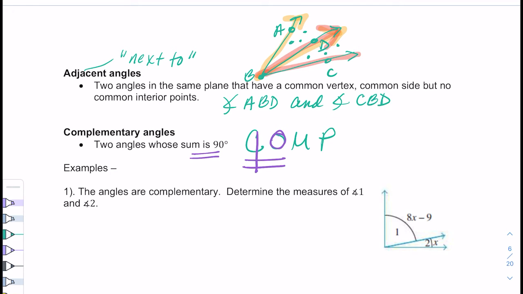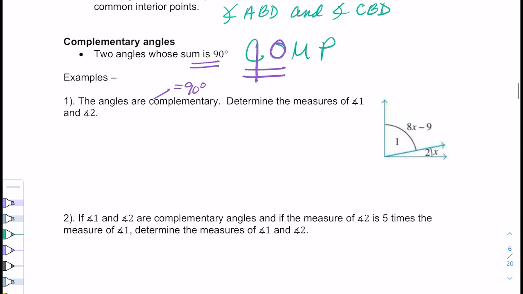So in our example, we have a diagram and it tells us the angles are complementary. So we want to remember that means that they add up to 90. They want us to determine the measures of angles 1 and 2. Angle 1 is 8x minus 9, and angle 2 is just x. Since they're complementary, they're going to add up to 90. So I'm going to put a plus in my equation and make it equal 90. Anytime they tell you angles are complementary, automatically make it equal 90 degrees.